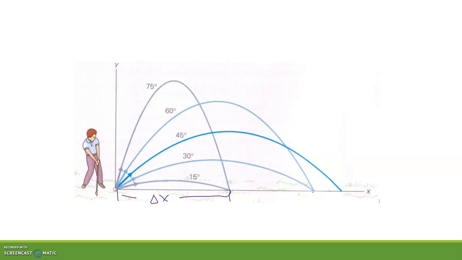It's important to note that objects that are launched at the complementary angles have the same range, but they do not have the same time of travel or the same maximum height. Of course, the object launched at 75 degrees will be launched much higher than an object launched at 15 degrees, and it will take more time to come back down.